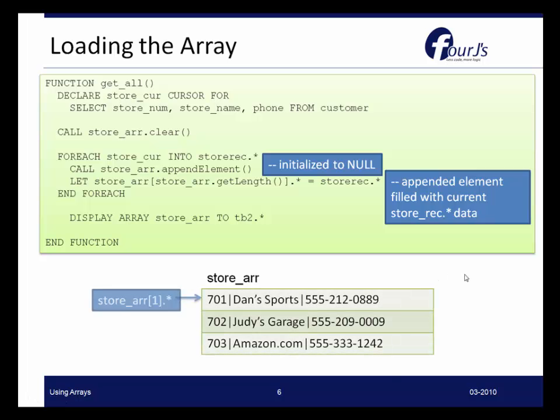So the elements, if there were 3 rows in the result set, our first element in the store array would be this one, 701 Dan Sports, with the phone number. And then the next one would be in position 2, and the next one would be in position 3. This code here at the top is using the getLength method to identify the size of the array, thus giving us the number, or the argument that we need here, the number for the position in the array that we are passing those new values to.